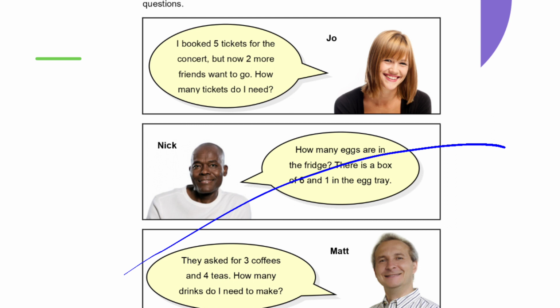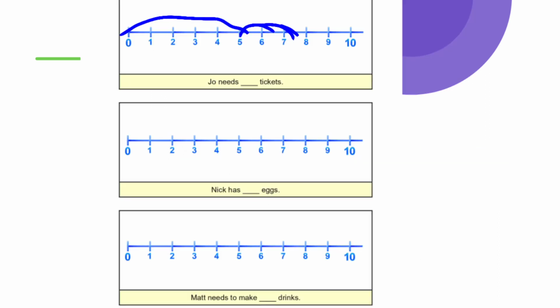And Nick says, how many eggs are in the fridge? There is a box of 6 and 1 in the egg tray. Here he already has 6. So now he has 1 more egg. So it is 7.